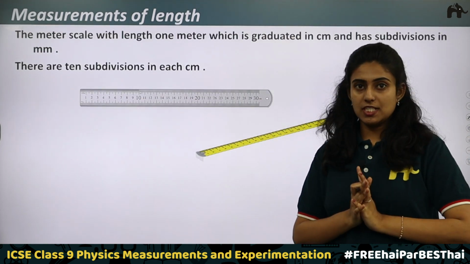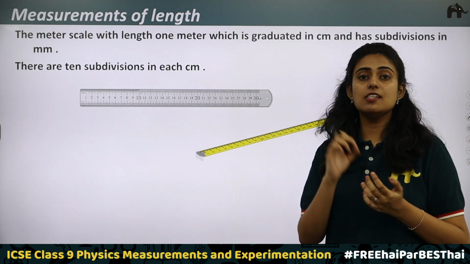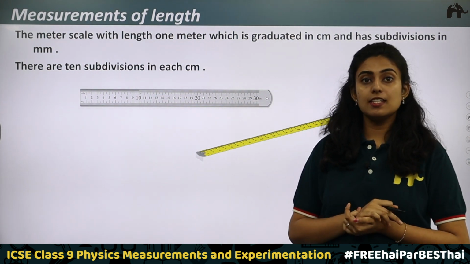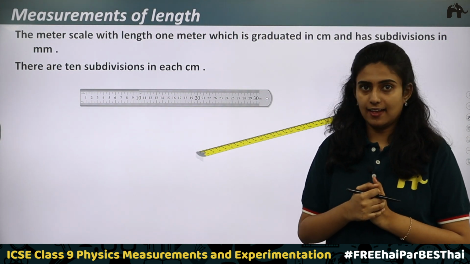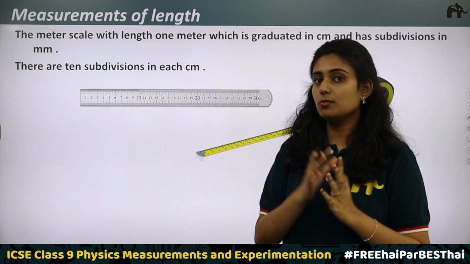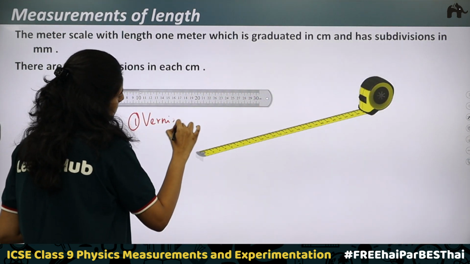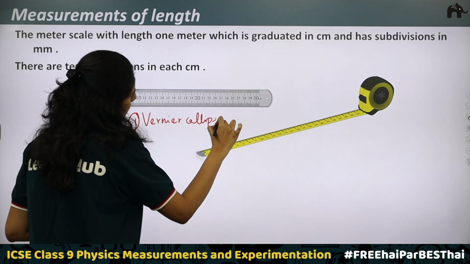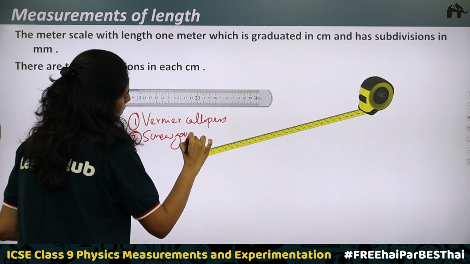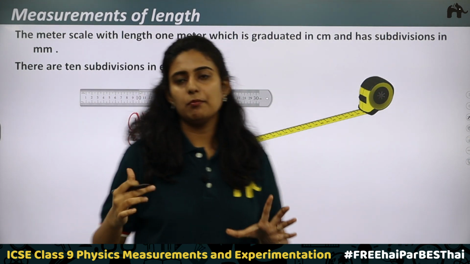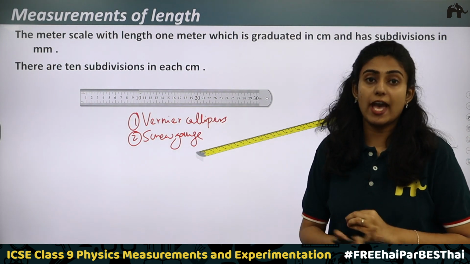We have discussed the meter scale. The least count of a meter scale is 0.1 centimeter. What if we have to measure a length which is smaller than that? In that case, the instruments that can be used are, first, vernier calipers, and the second one is screw gauge. We will be discussing in this class in detail these two devices, vernier calipers and screw gauge, which give more accurate results.